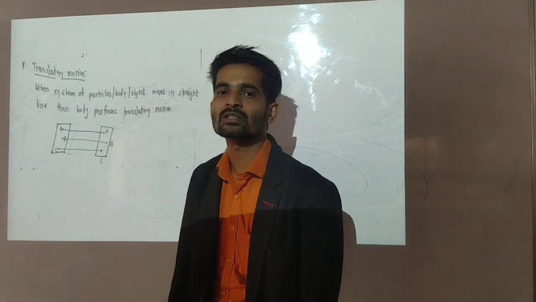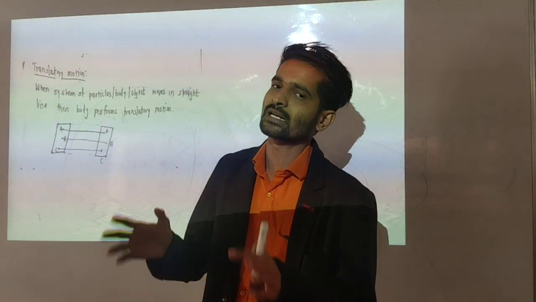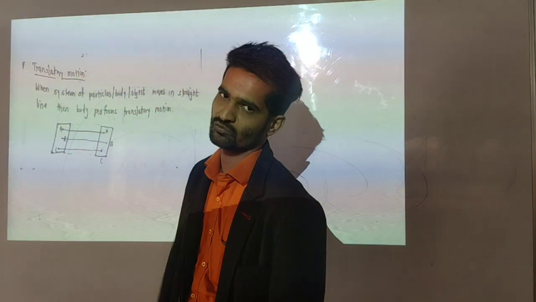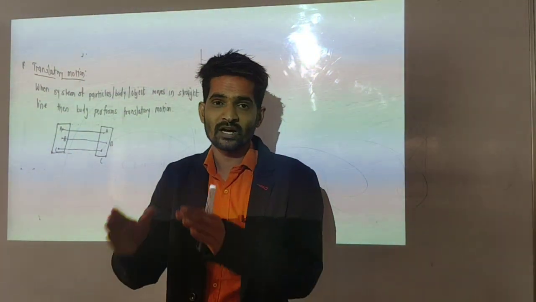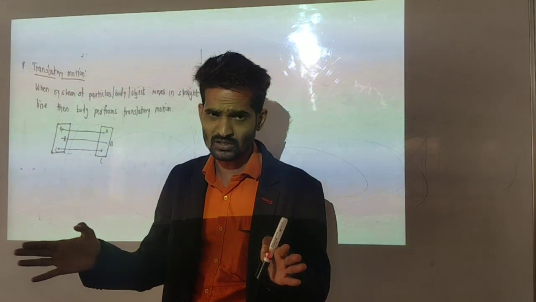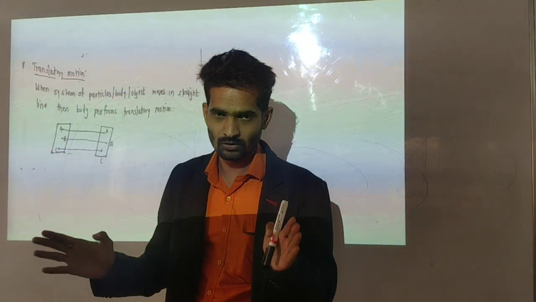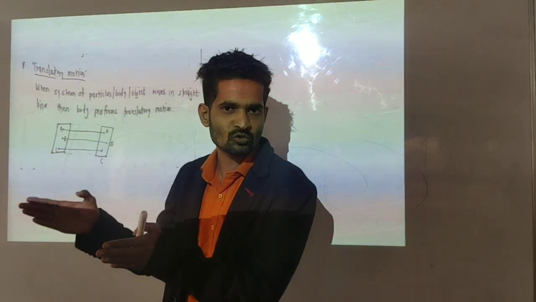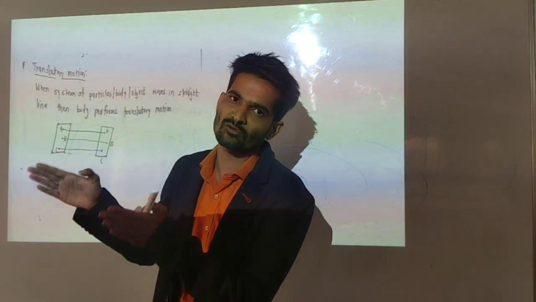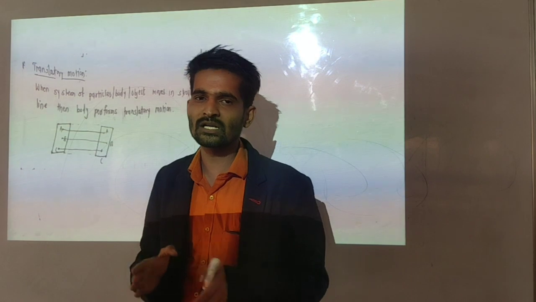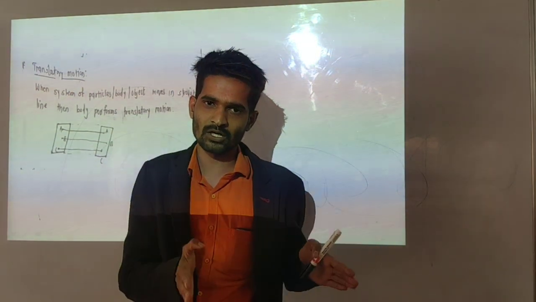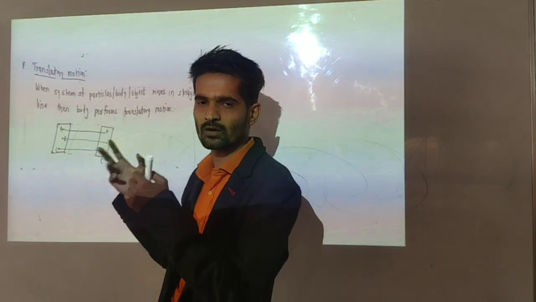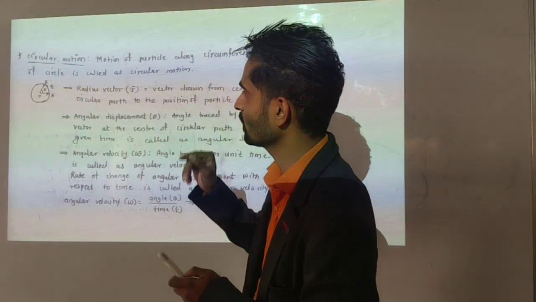So whenever the system of particles is moved in a straight line, then the motion is called a translational motion. So all of you clarify the difference between linear motion and translational motion. Okay, linear motion is related to a particle and translational motion is related to a system of particles. Both are linear, but one is related to a particle and the other is related to an object or system of particles.